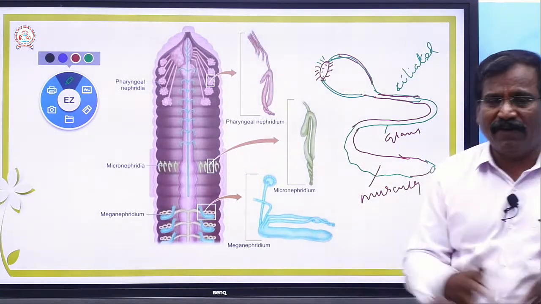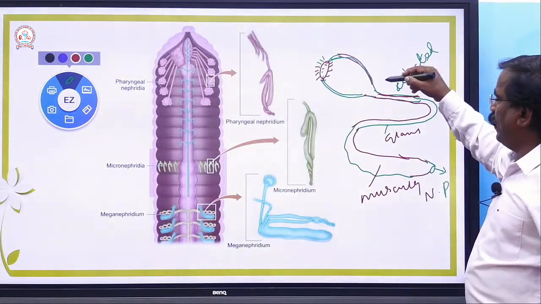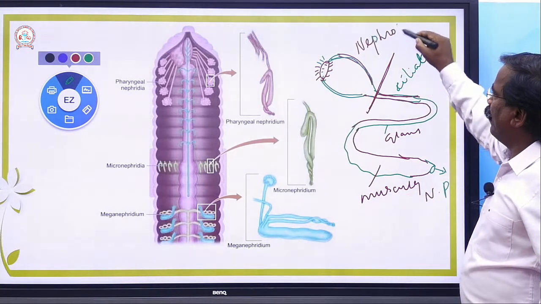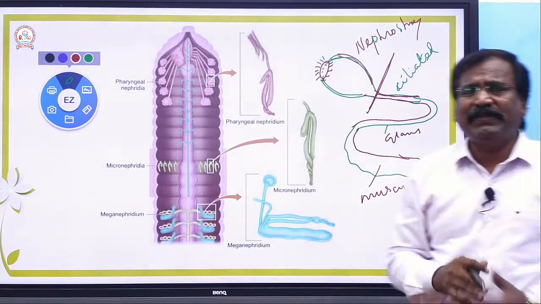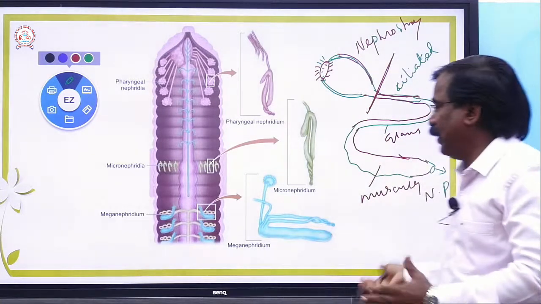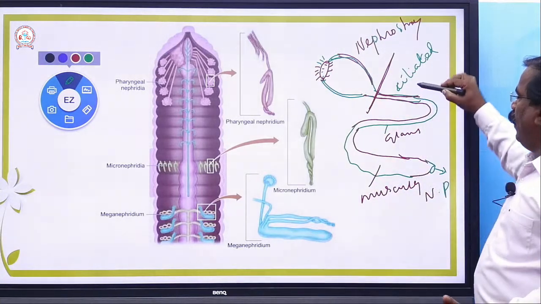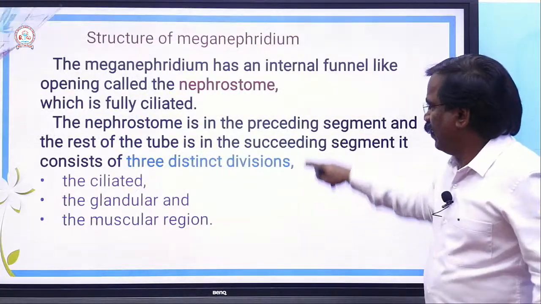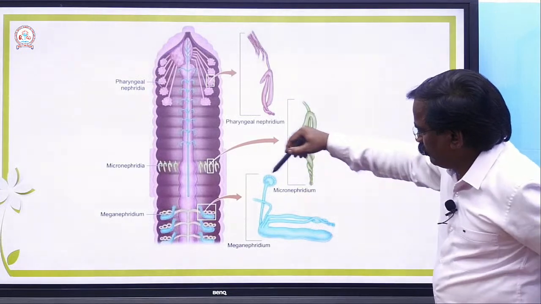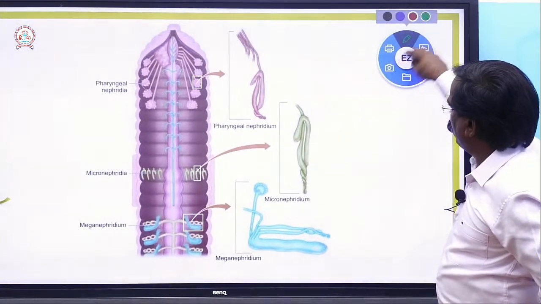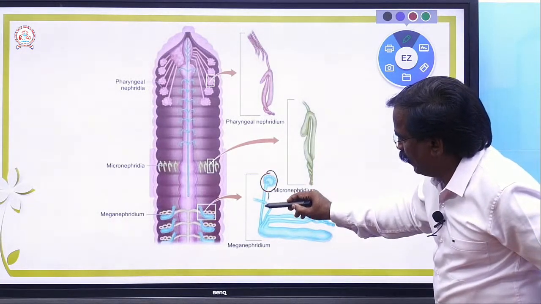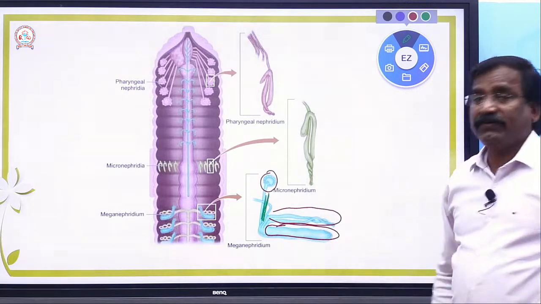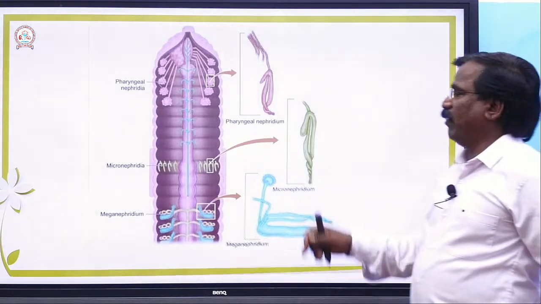If you take the meganephridia, it is made up of a funnel-shaped structure called the nephrostome, a funnel-like region, followed by a tubular region. The tubular region is divided into a ciliated region, glandular region and muscular region. See, this is the nephrostome, this is the ciliated region, this region is the glandular, and finally this is the muscular. Those are the regions in the meganephridium.